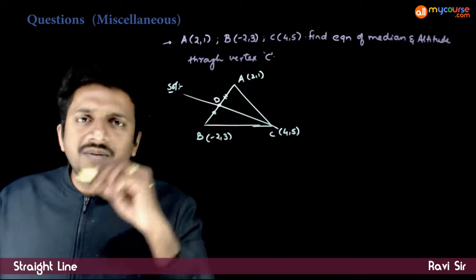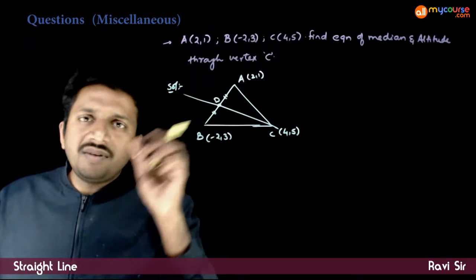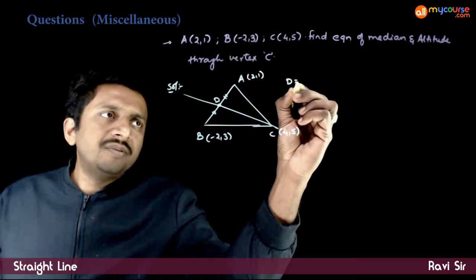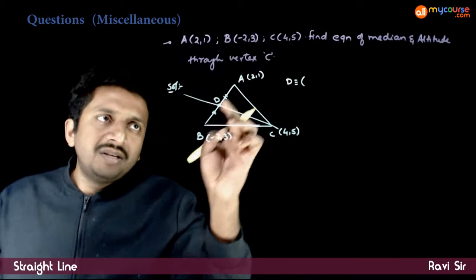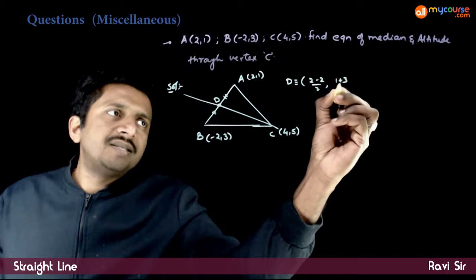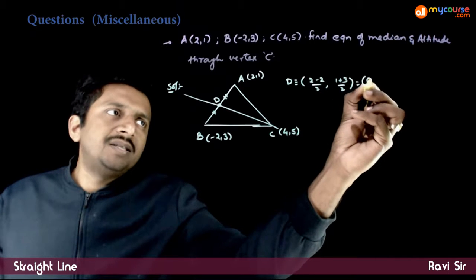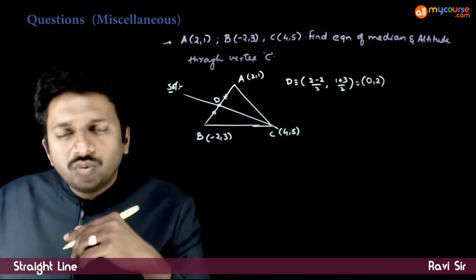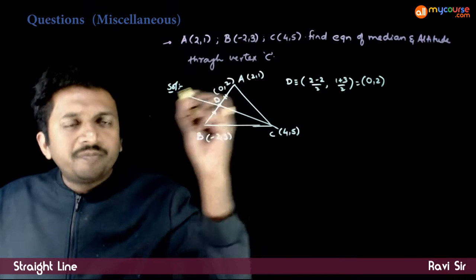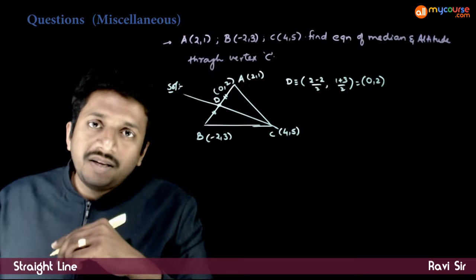So let us say that D is the midpoint. So CD will be the median. D can be very easily found using the midpoint formula. D is nothing but (2 minus 2)/2, (1 plus 3)/2, that is equal to (0, 2). So this point D is nothing but (0, 2).